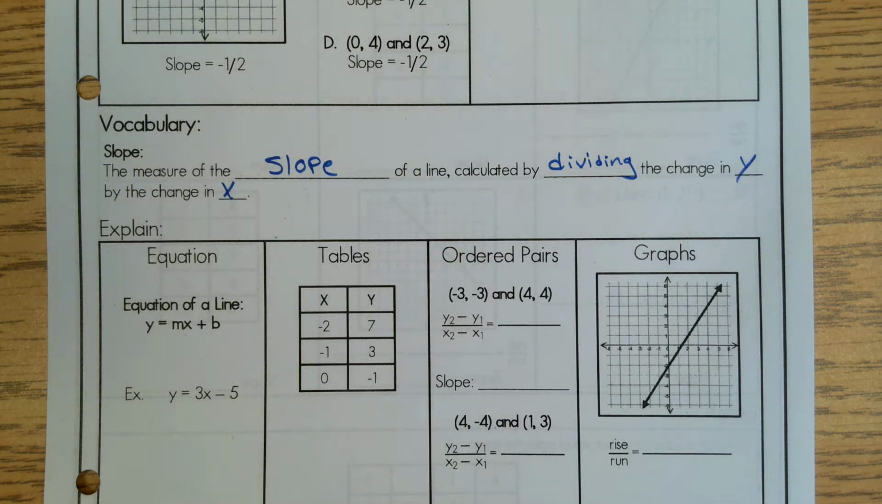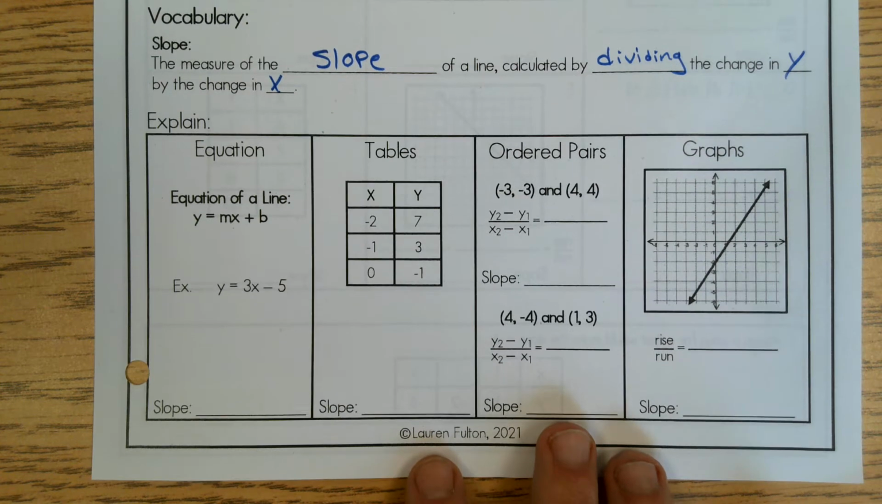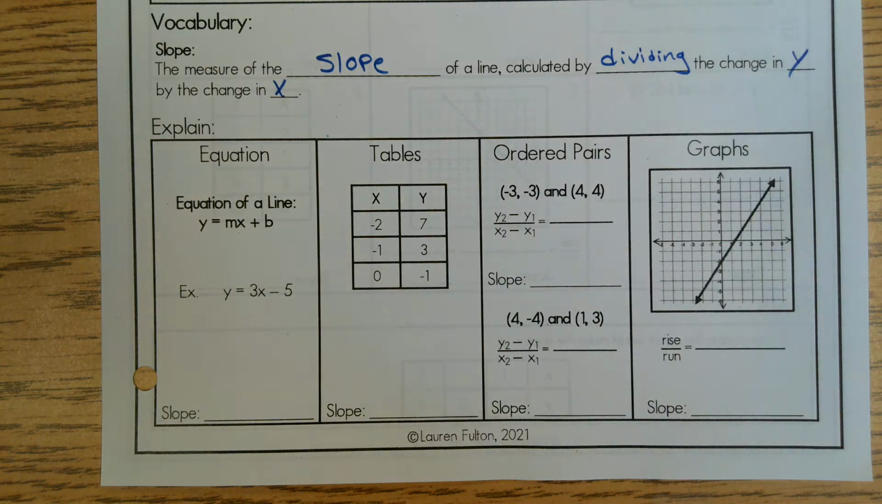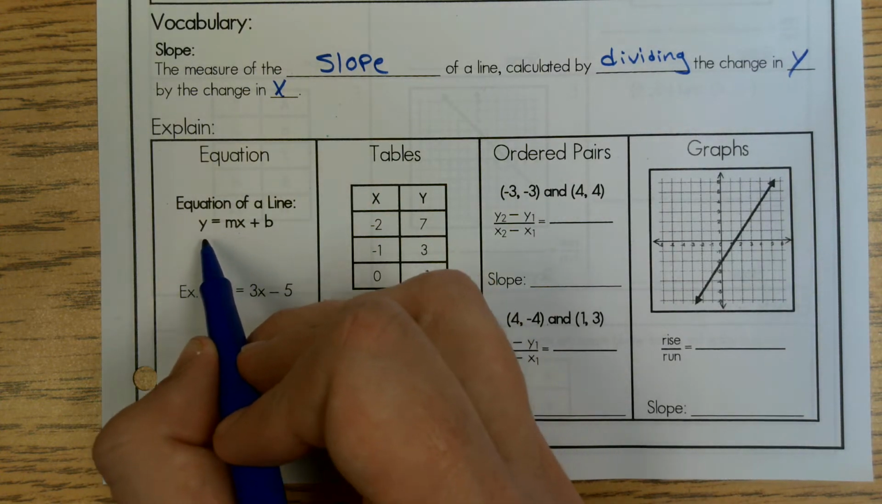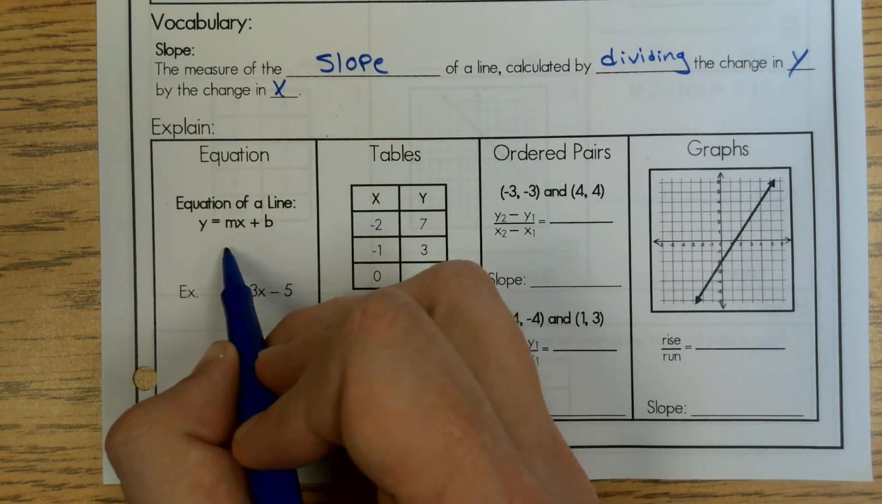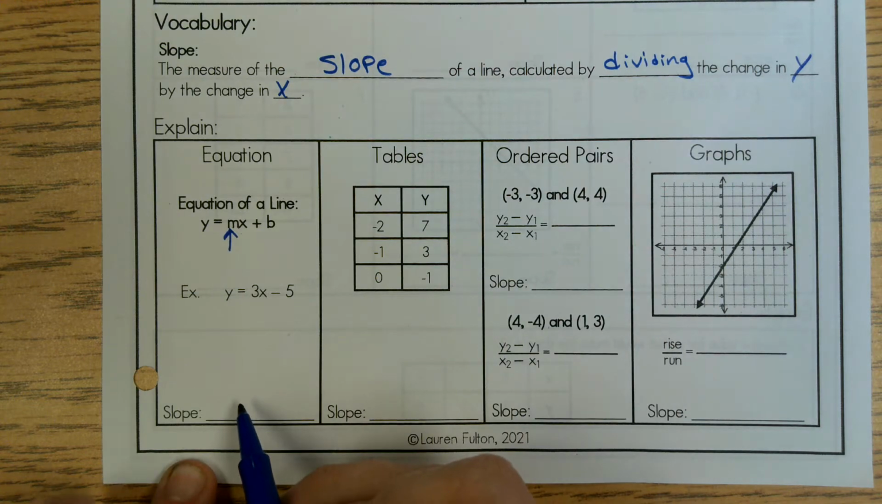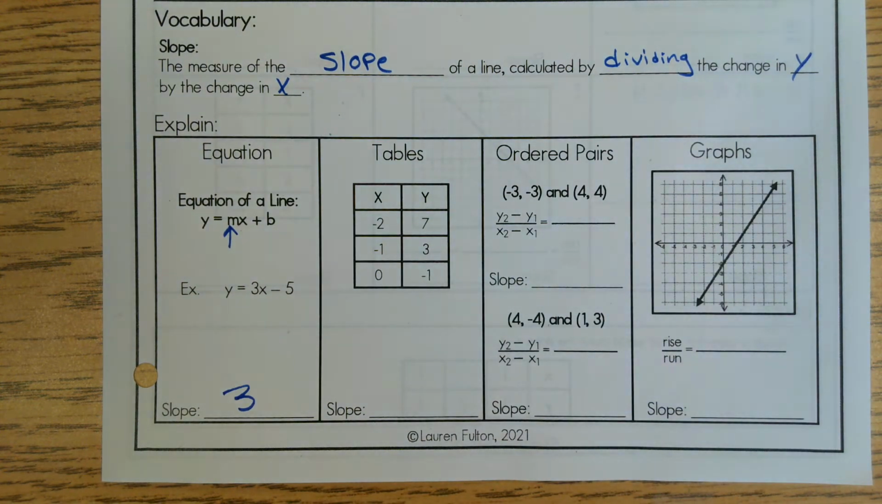So somebody help me out down here at the bottom, and someone tell me what our slope is for our equation. Our slope. 3, okay, because in our equation of a line, y is equal to mx plus b. M is your slope. So slope is going to be 3. Good.